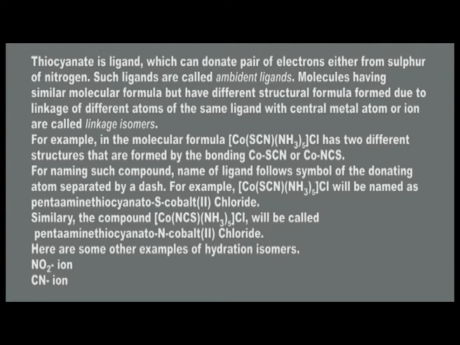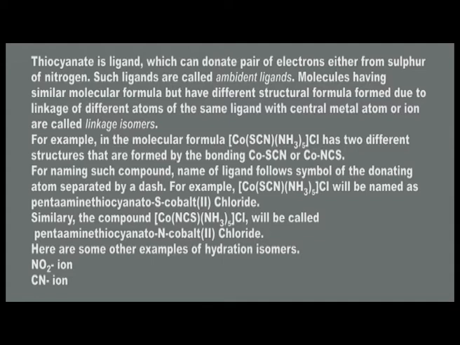Linkage isomers. There are ligands which have more than one donating site. For example, thiocyanate is a ligand which can donate a pair of electrons either from the sulfur or from the nitrogen site. Such ligands are called ambidentate ligands. Molecules having similar molecular formula but different structural formula, formed due to linkage of different atoms of the same ligand with the central metal atom or ion, are called linkage isomers.